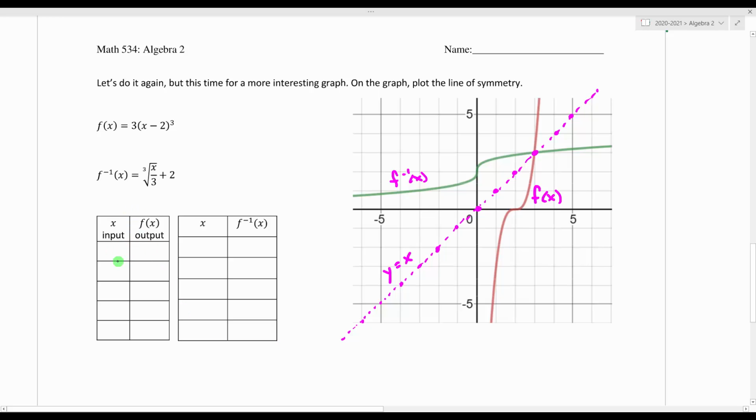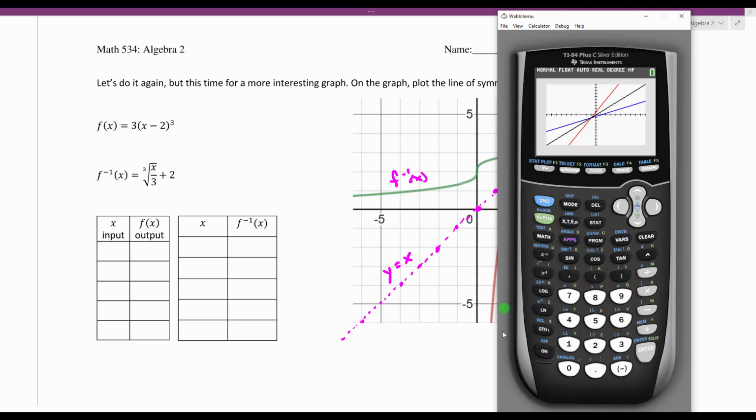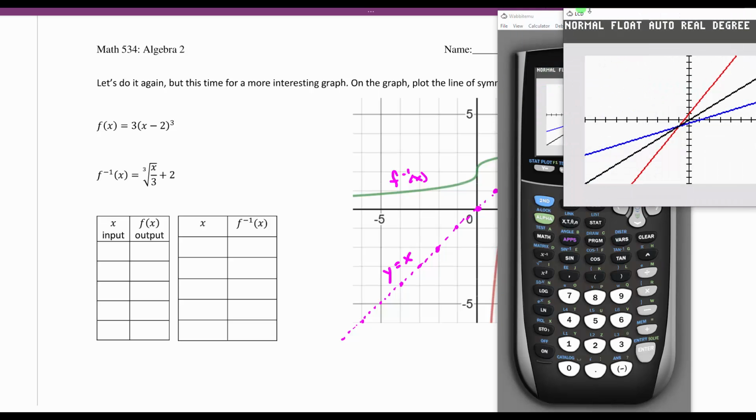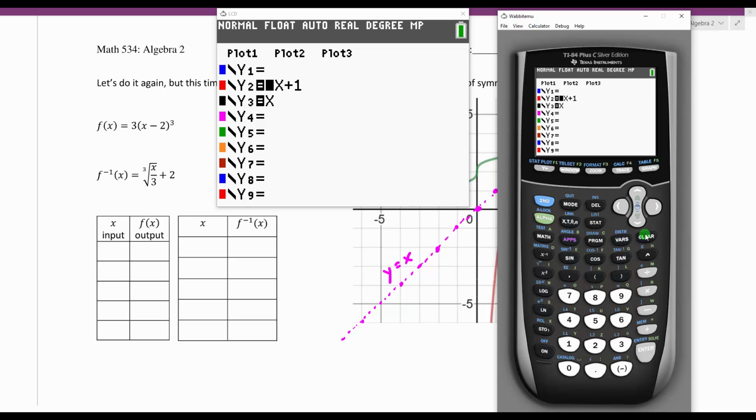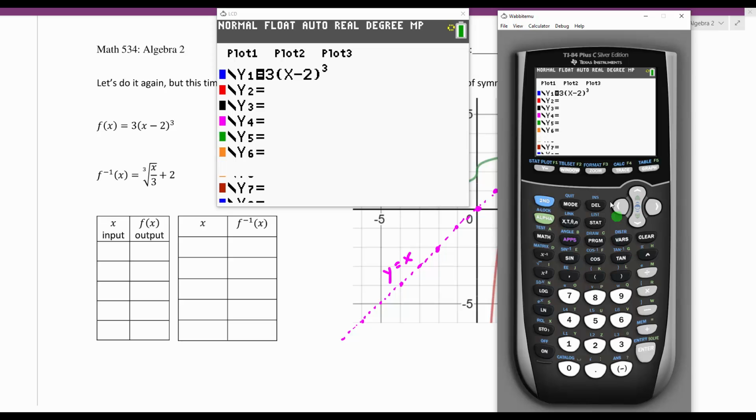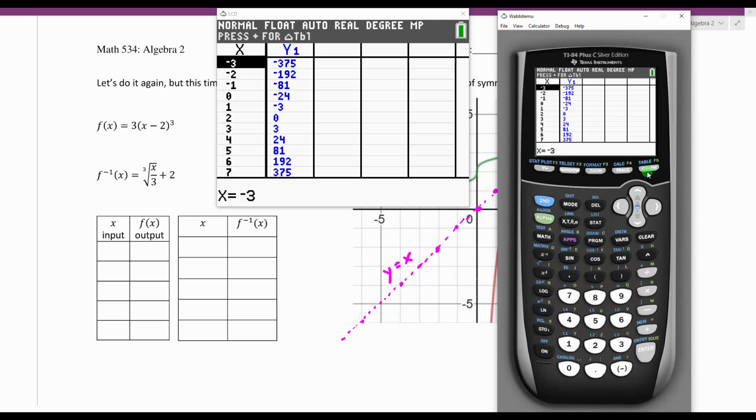Let's go ahead and build an input-output table for these. So I'm going to start with the original function, just 3 times x minus 2 cubed. So I'm going to go back to my calculator here, and let me get you that bigger view. There we go. Put that right here. And I'm going to go to y equals. I'm going to clear out all that stuff from the previous problem, and I'm just going to put in the original function, right? So we got 3 parentheses x minus 2, raised to the 3rd power. Hit enter. I'm not going to enter in the other one. It's more work than I want to do. All right, so I really only need this function.